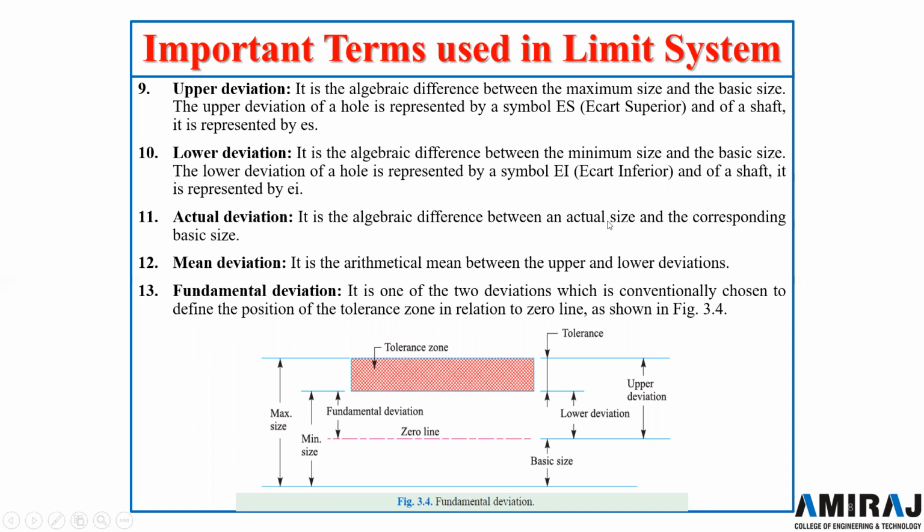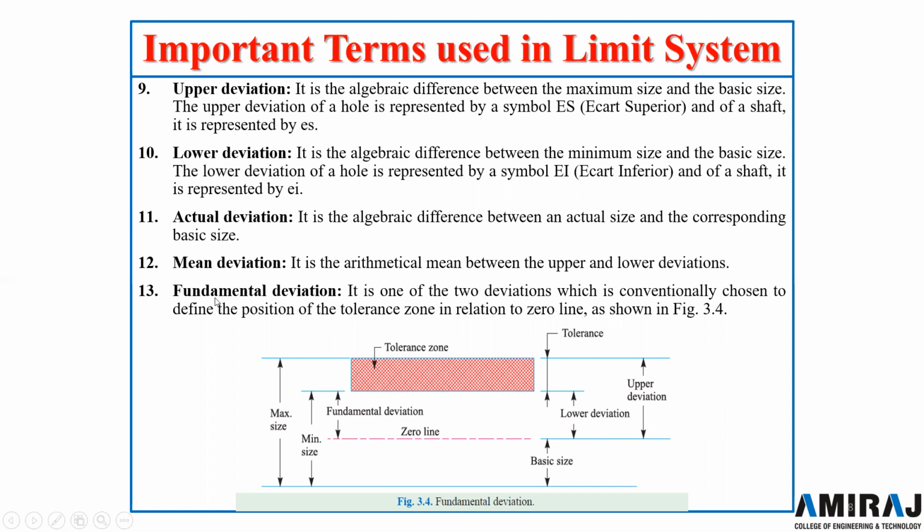Now, what is actual size? Actual size is what we get when we measure the part, and the size we get is the actual size. And what is basic size? Basic size is sometimes also called the nominal size, which is taken as the reference. The difference, the variation, that we get is called the actual deviation. Now, what is mean deviation? Mean deviation is the arithmetical mean between the upper and lower deviation. For one particular upper deviation and lower deviation, the arithmetic mean of both is the mean deviation.